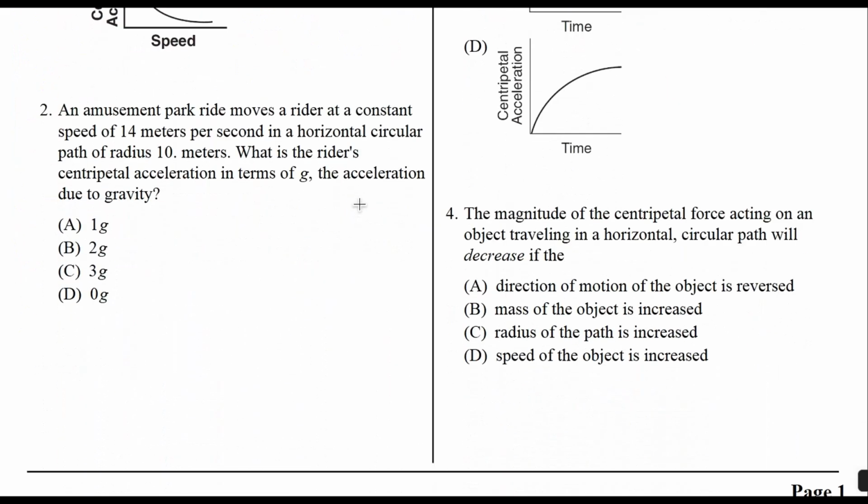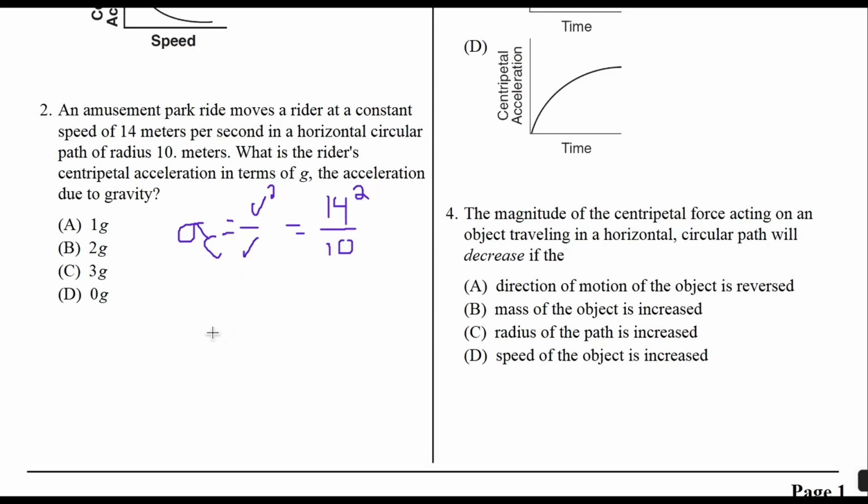Question 2. Here, we have essentially a plug and chug question where they are looking for the acceleration, and they want it in terms of g, but I'm going to worry about that later. First, let's take the equation for centripetal acceleration. So a_c equals v squared over r. They give us the speed to be 14 meters per second, that's going to be squared, and the radius is going to be 10 meters.